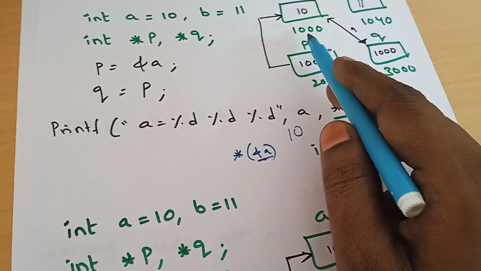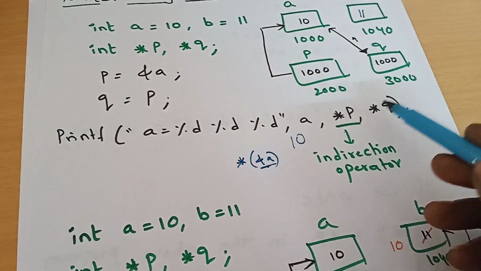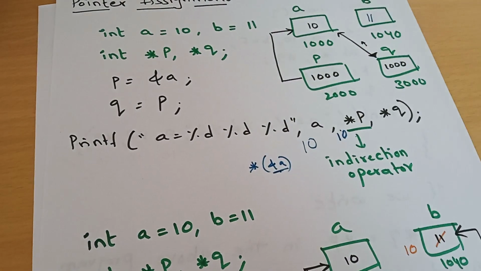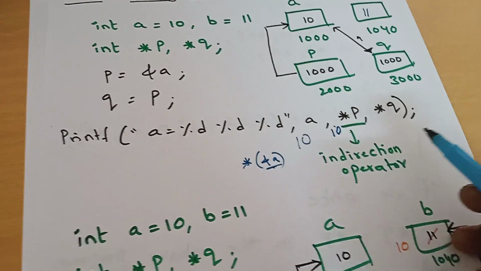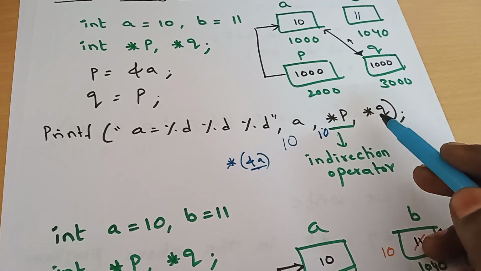Star indicates value. What value is there at the address 1000? 10. So the output of this variable is 10. Okay, now come to star q. What is star q?